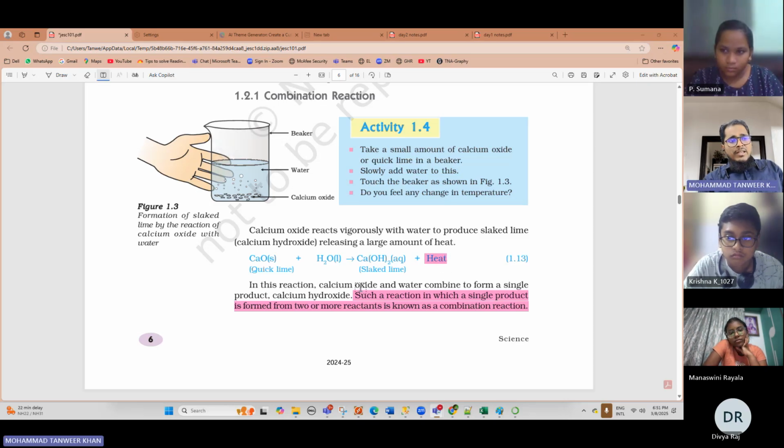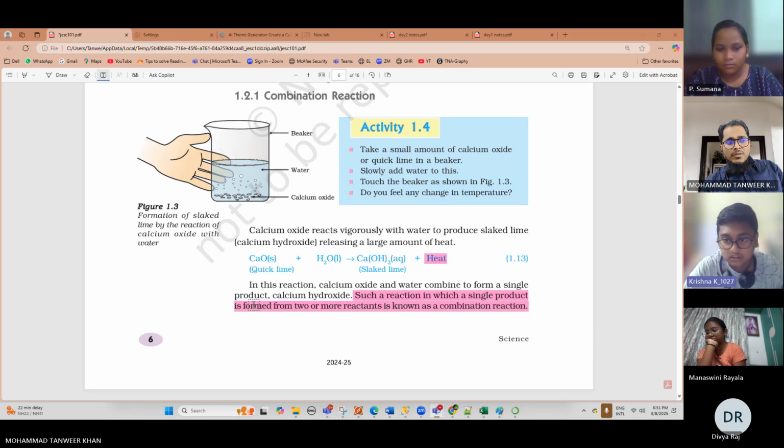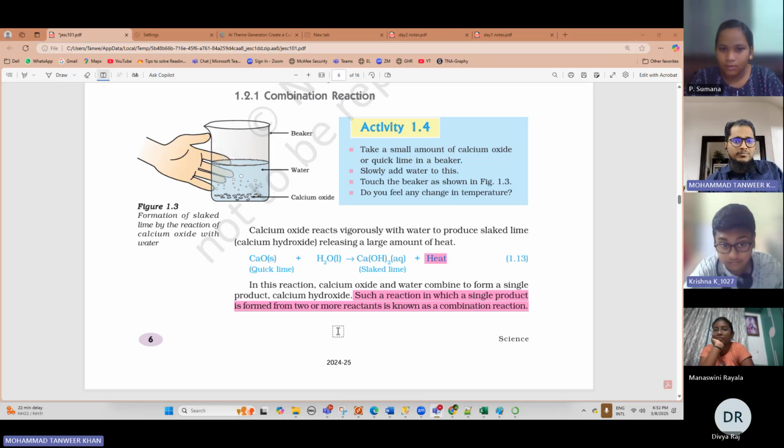So in this reaction, calcium oxide and water combine to form a single product. How many reactants do we have here? Two reactants. But how many products do we have? Only one product, right? So we have two reactants, but we are getting one product. Heat is getting released, right? But that is not a product. So that's why it is known as a combination reaction.